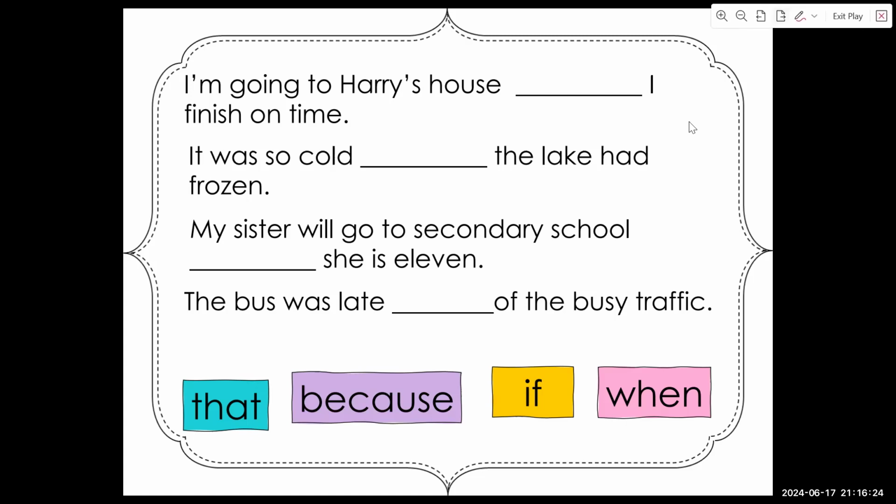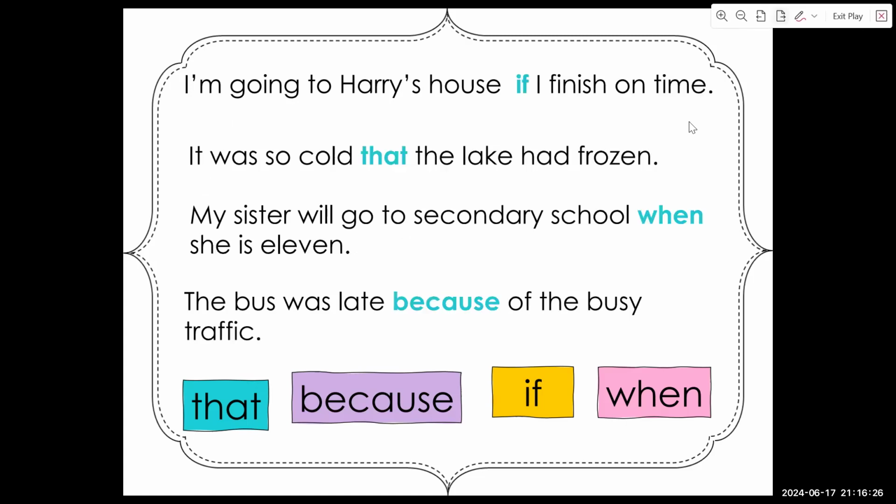Okay, first answer is if, and that is correct. Very good. And then second one, good thing it changed. The answer is that. Okay, very good for that. And then three is correct. That's so obvious as well. There's a time duration in that sentence. So that's correct. And then lastly, because.